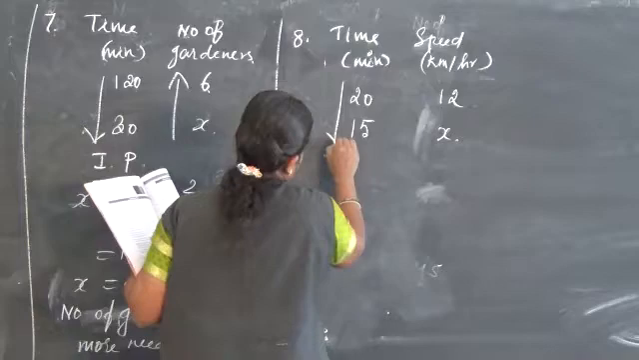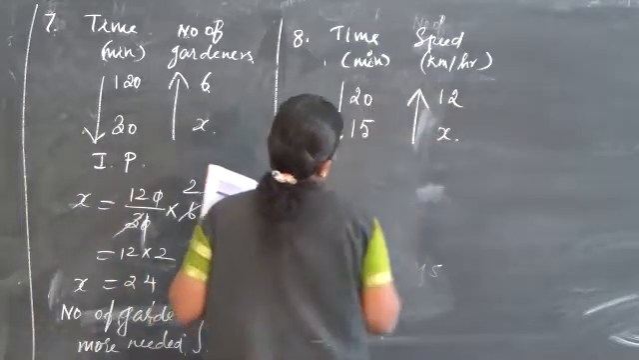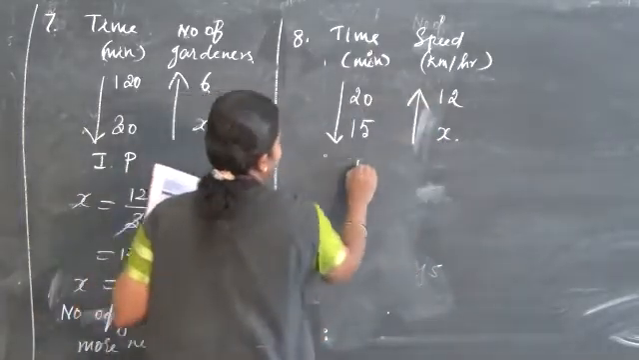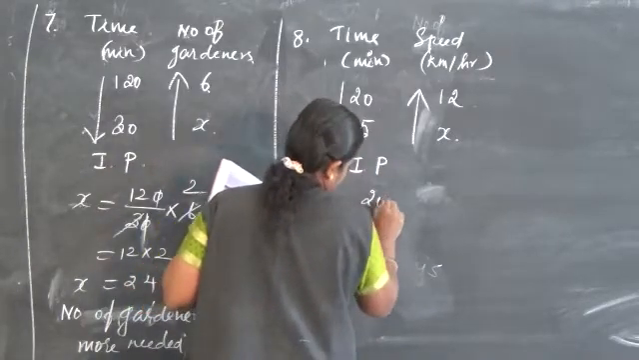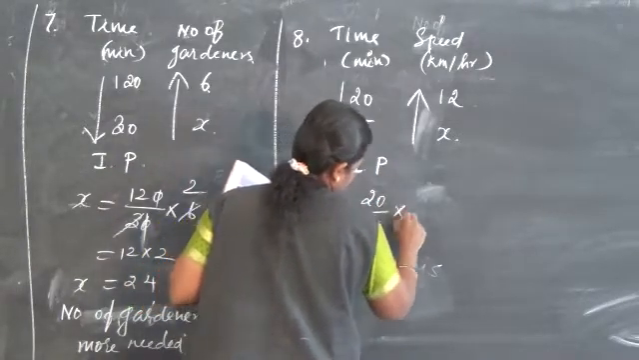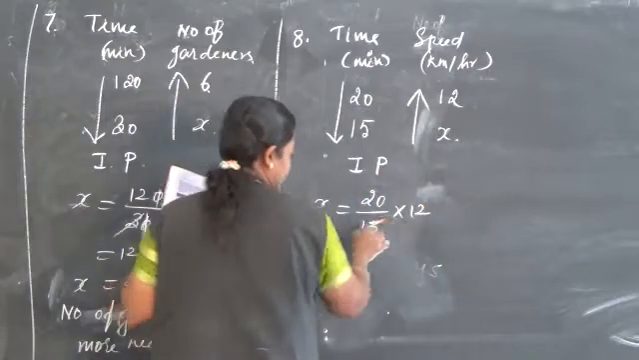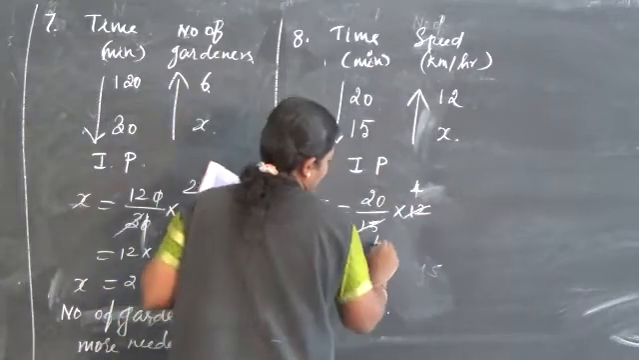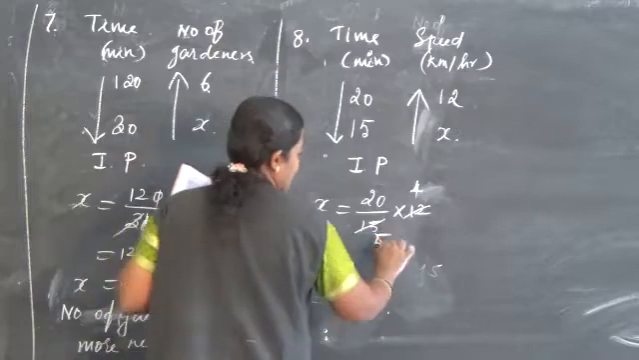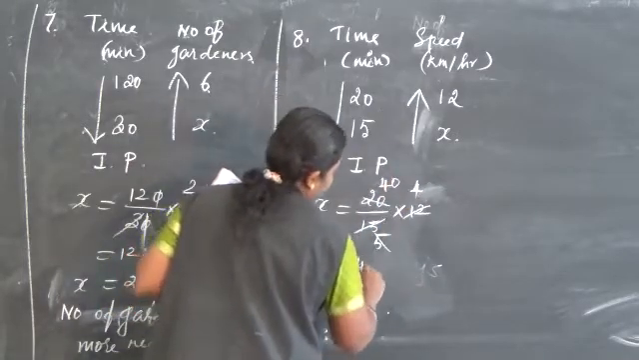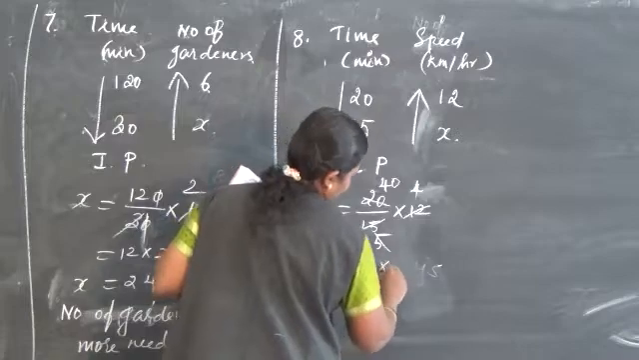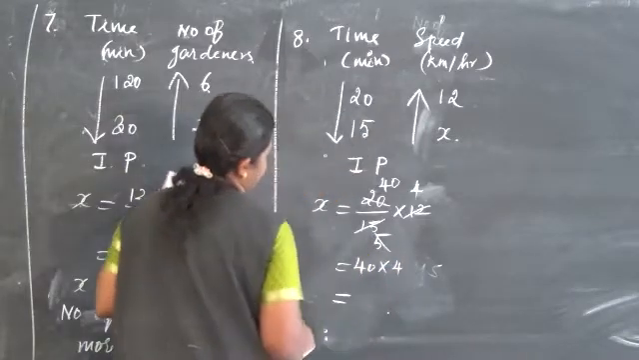So here time is less, so definitely you should increase the speed. It is an inverse proportion. You know how to write. 20 by 15 into 12. Go for the 3 table. 4 3s are 12. 5 3s are 15. Cancelling here, you are getting 40. So 40 into 4.